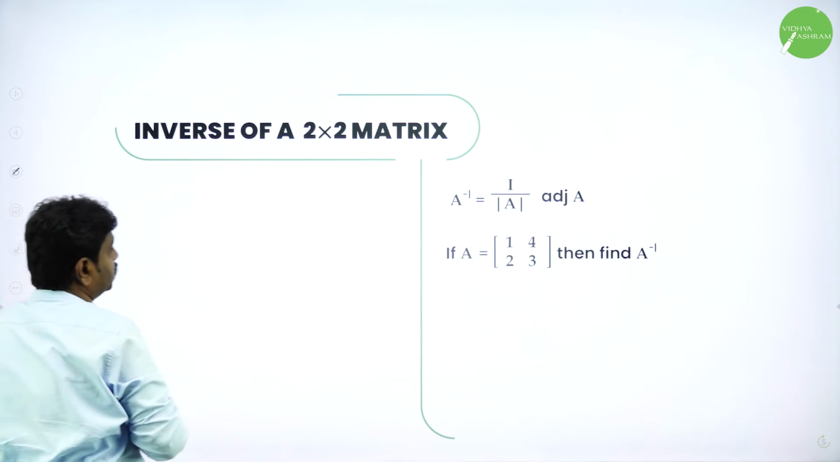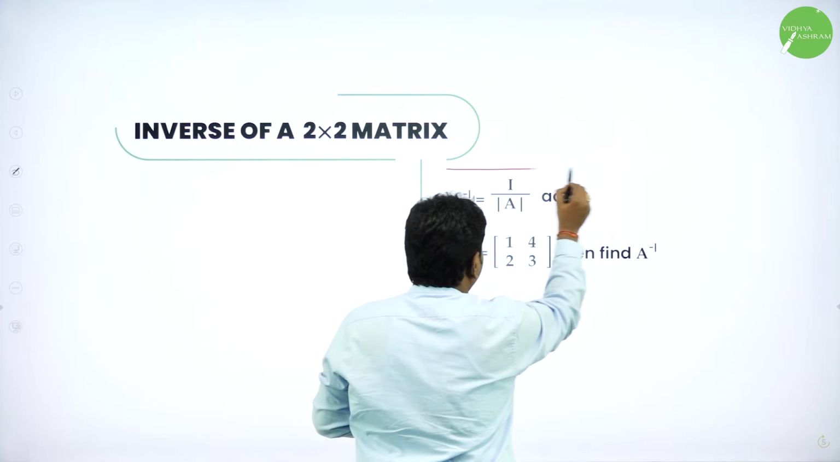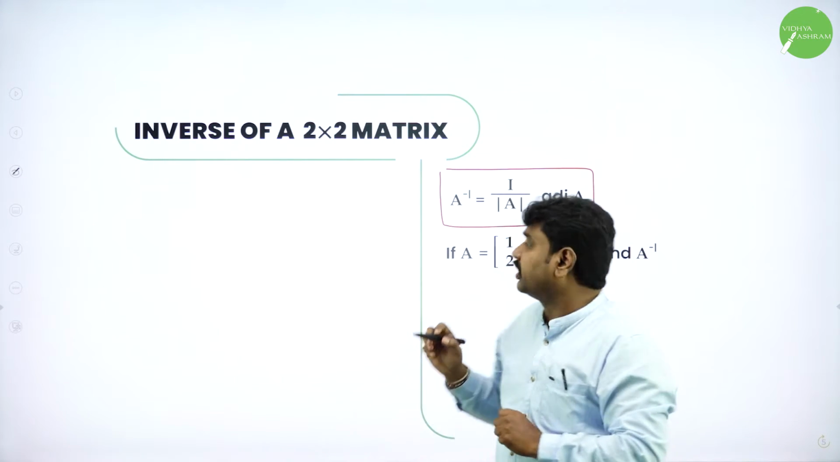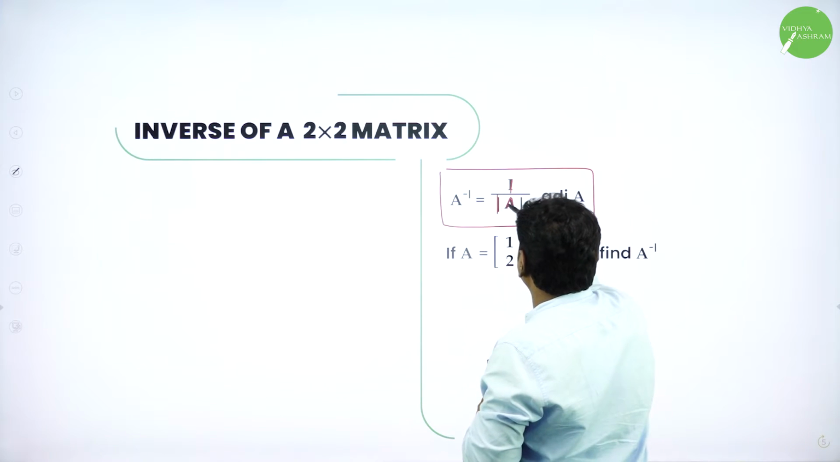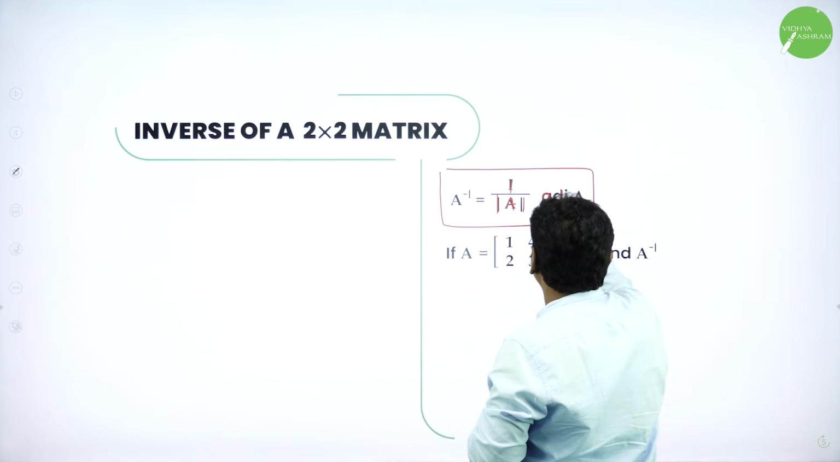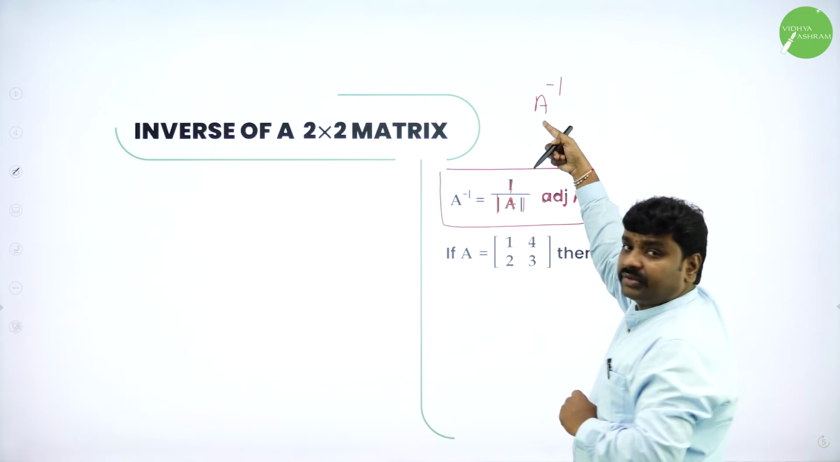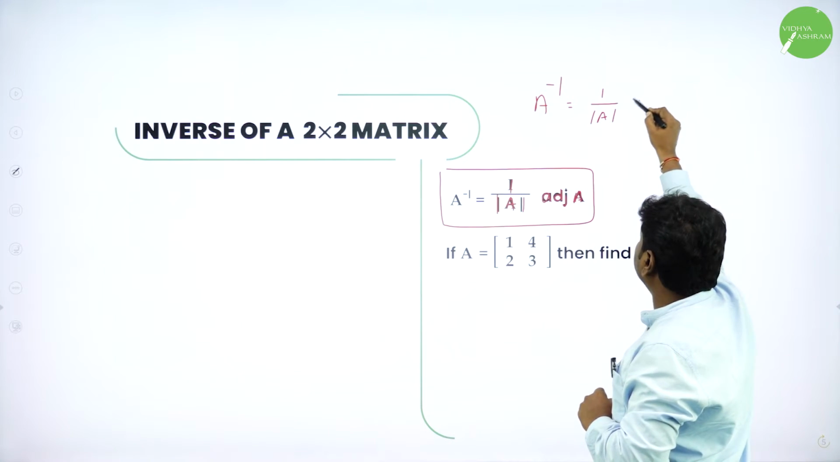Next, how to find inverse? A inverse is 1 by determinant A into adjoint A. This is the formula. How to read the symbol A inverse? It is 1 by determinant of A into adjoint A.